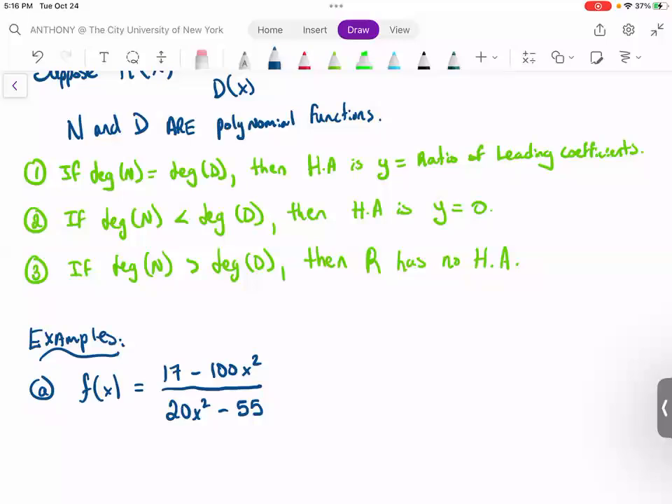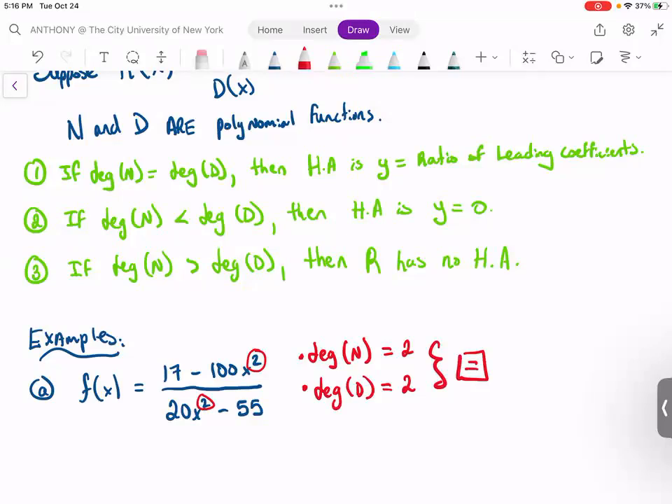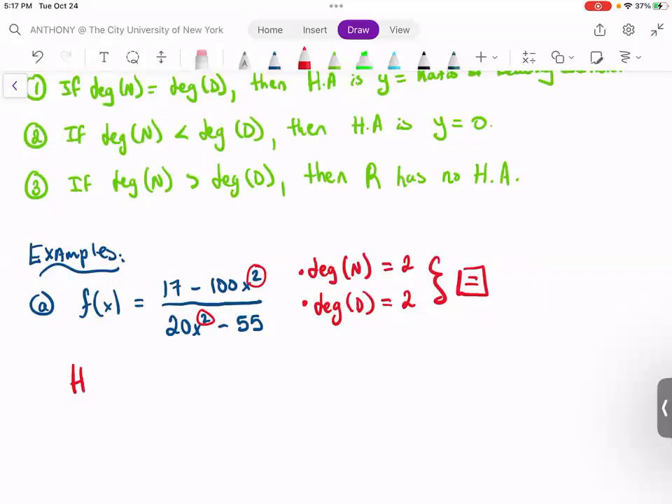Well, what is the degree of my numerator? In other words, what is the highest power in the numerator? 2, right? It's the highest power of the variable term, which is 2. What is the degree of my denominator now? It's also 2. So since these two degrees are equal to each other, then the horizontal asymptote is defined as the ratio of the leading coefficients of that power. Right? So our HA, in short, horizontal asymptote, is y equals now the coefficients.